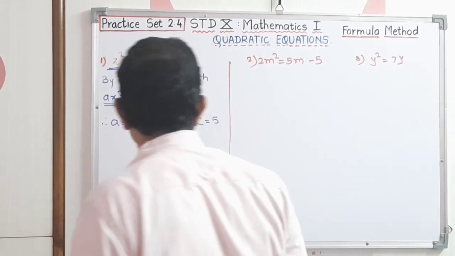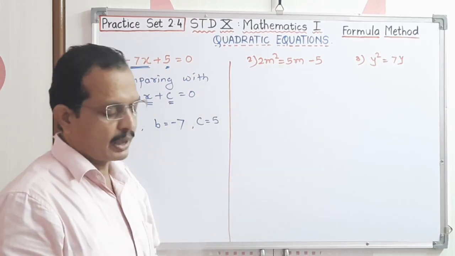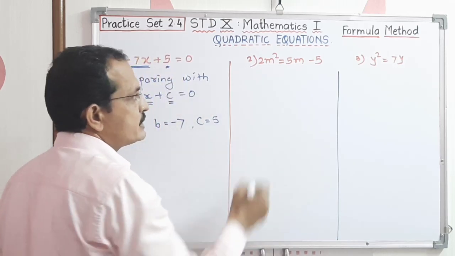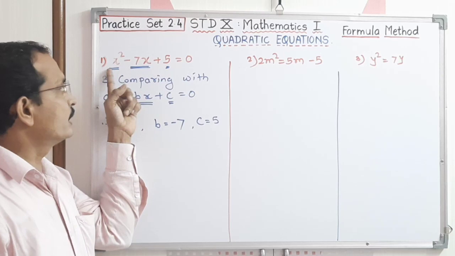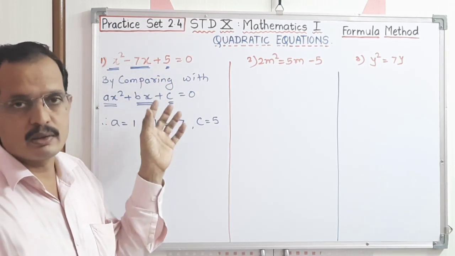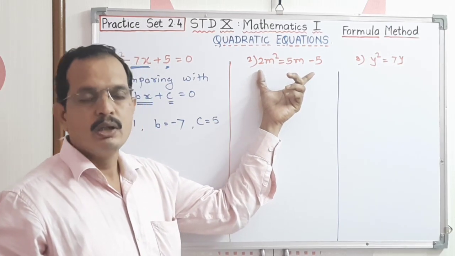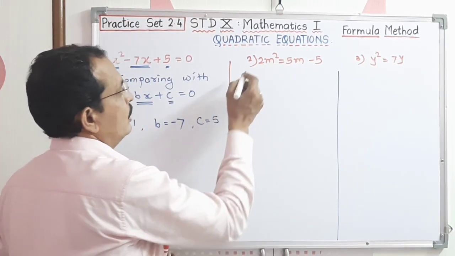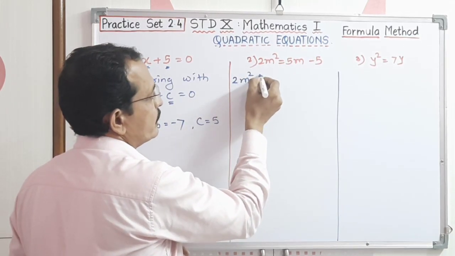Now the second one is there. The second one is 2m square is equal to 5m minus 5. Now for that purpose, listen here. In the first sum, the given equation is already in the standard form, but in this case the given equation is not in the standard form. Therefore first of all we have to write it in the standard form. For that purpose, the first one is the quadratic term, it is 2m square.